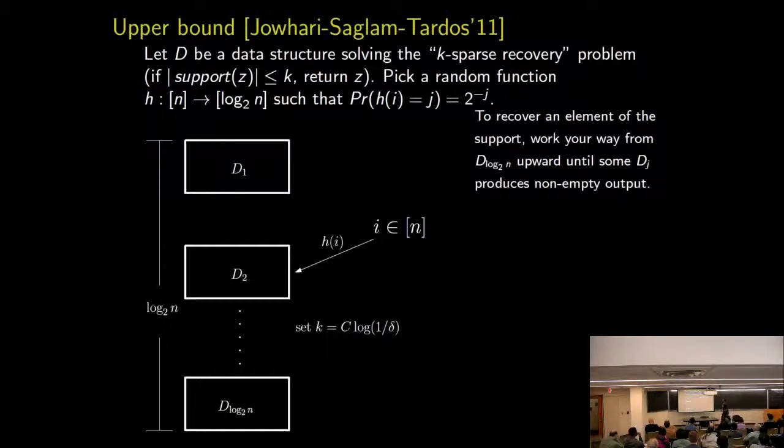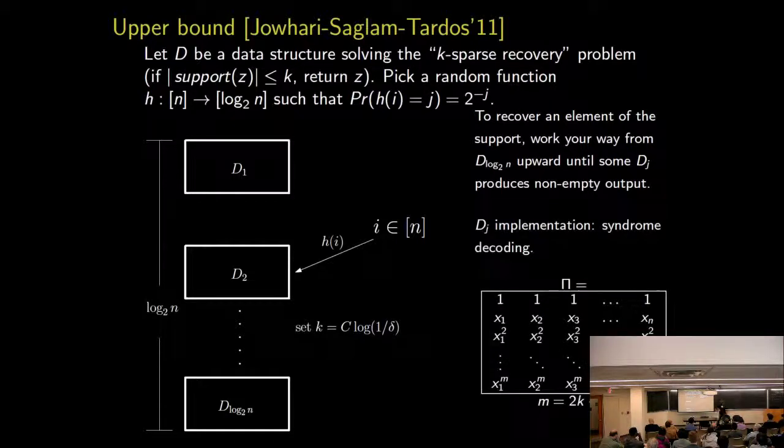And what's the total space? The total space is log n times the space for each one of these. The space for this, I won't justify, is k log n bits, where k is the support size you can support, and k is log 1 over delta. So k log n is log 1 over delta log n, times another log n is log 1 over delta log squared n. That's where the space bound is coming from. And how do you actually implement this k-sparse recovery data structure? You do what some people call syndrome decoding. People a couple hundred years before that called it Prony's method.